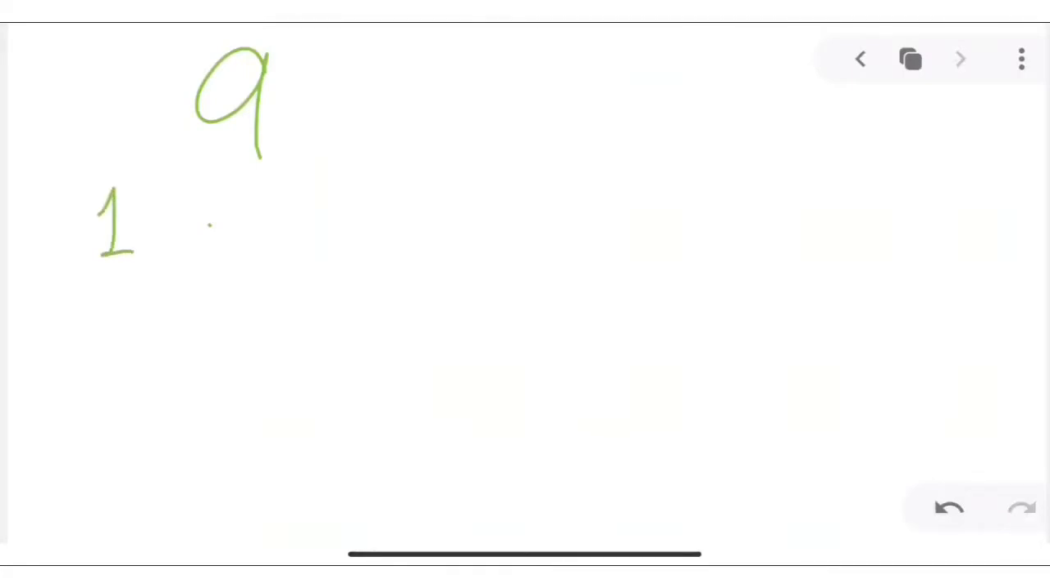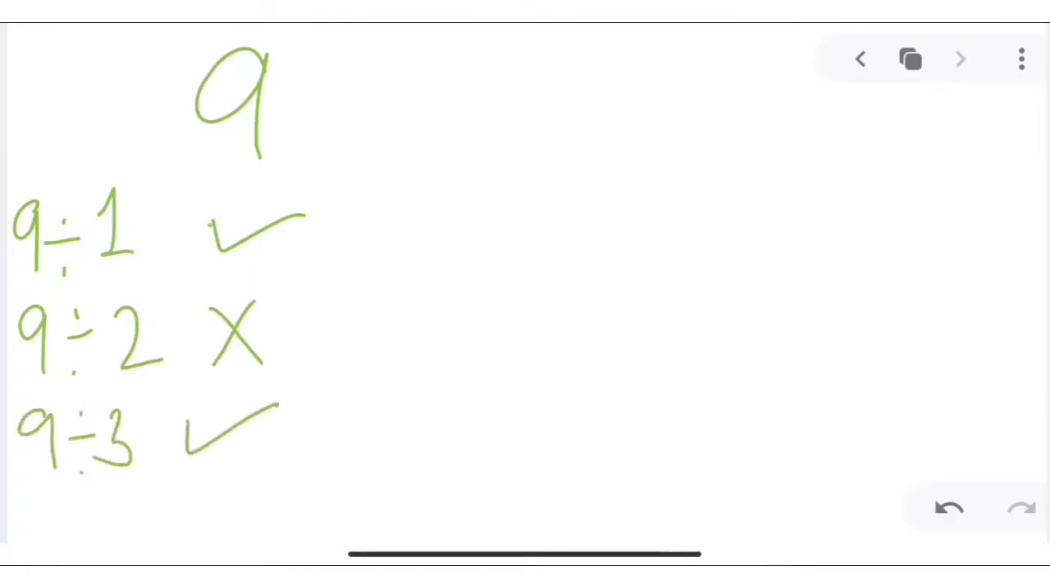When we divide 9 by 2, do we get a remainder of 0? No. Okay, I'm sorry, no. That means 2 is not a factor of 9. When we divide it by 3, we get a remainder of 0. When we divide by 4, we do not get a remainder of 0.